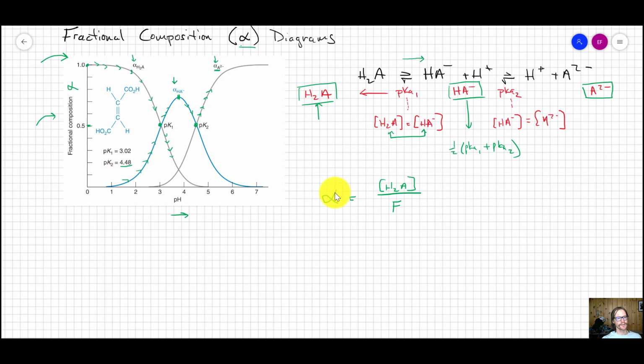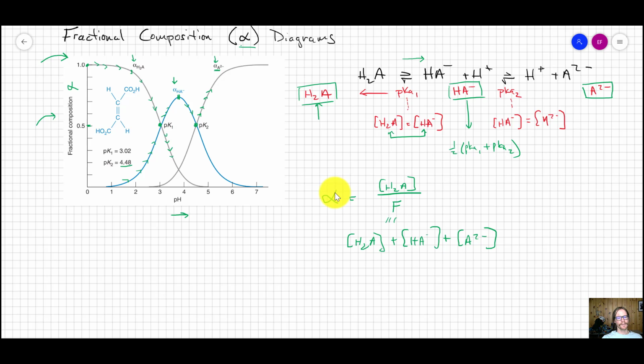Again, the formal concentration is whatever the original concentration of the thing that you put into the system, and since they're all connected to each other by equilibria, the formal concentration really constitutes the concentration of H2A plus the concentration of HA minus plus the concentration of A2 minus. That's what formal concentration means here. And so the fraction is just what percent or what amount is in that form. And we can do that for any one of these.